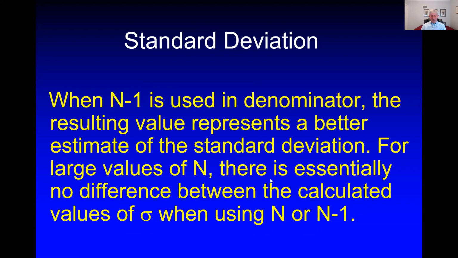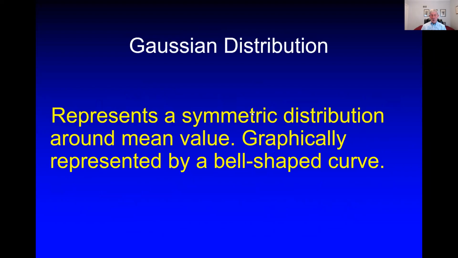So some people just use n minus 1 all the time. But if n is a very large number, like 25 or 50 or 100, then you could simply use n. But using n minus 1, you can never go wrong. Now, any questions about the mathematics so far?